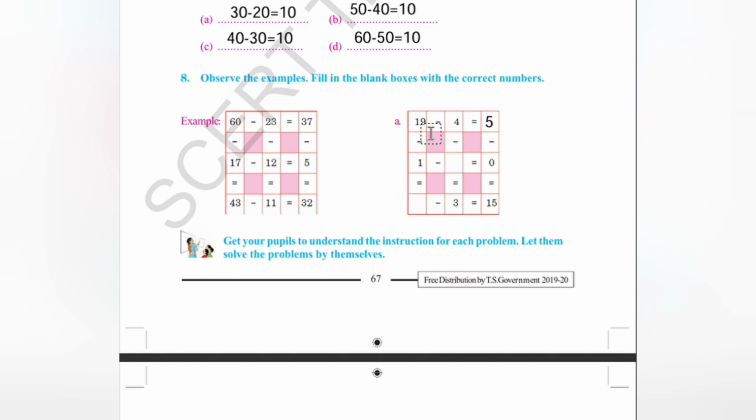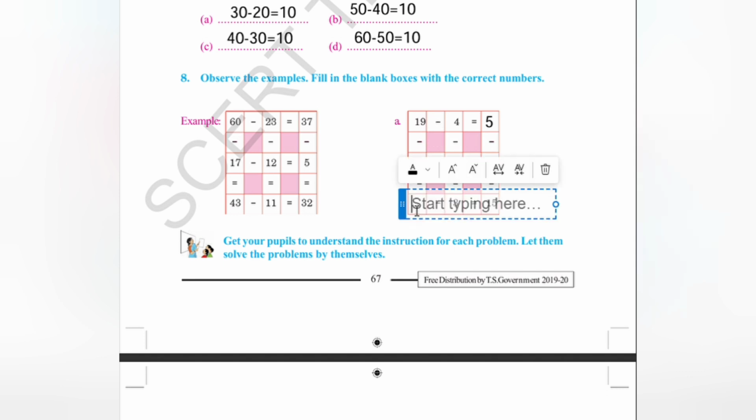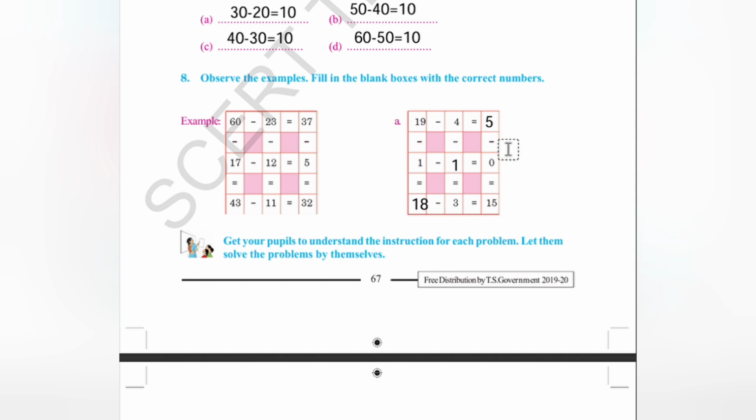Okay, then here 1 minus dash is equal to 0, 1 minus 1 is equal to 0. 19 minus 1, 9 minus 1, 8. Put 1 below. So 18. 18 minus 3 is 15. 19 minus 4. 19 minus 1 is 18. 4 minus 1 is 3. Here 1 minus 1 is equal to 0. Okay.